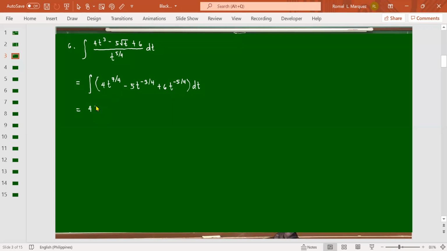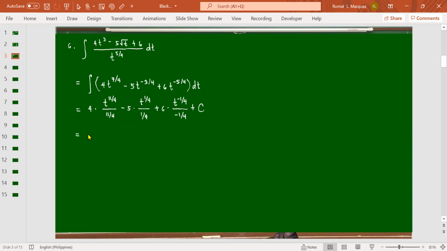Okay? So this is equal to, so we now apply integration term by term. So 4 times, everything takes the form x to the n dx, no? So just multiply by the corresponding constant. So we have t to the 7 over 4 plus 4 over 4, so that is 11 over 4, all over 11 over 4. And then minus 5 times t to the negative 3 over 4 plus 4 over 4 is 1/4, the exponent, so over 1/4. And then the last term, we have plus 6 times t to the negative 5 over 4 plus 4 over 4 is negative 1/4, over negative 1/4. And of course, don't forget plus c.